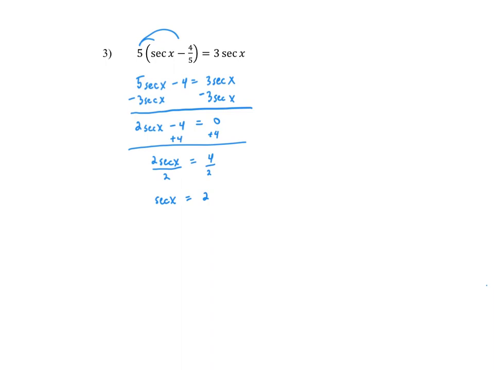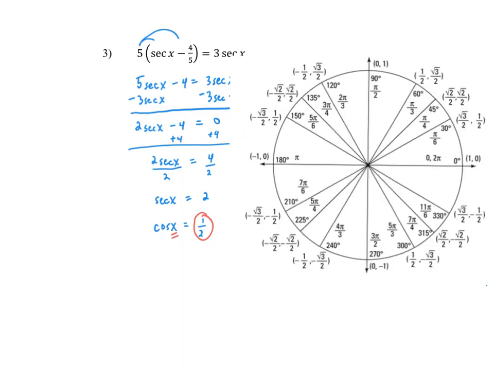So now, our trig function is isolated. Since the secant value is 2, that means our cosine value has to be 1/2, because secant values and cosine values are reciprocals of each other. Now we can use our unit circle to our advantage. We need to find the angles where the cosine value is 1/2. Okay, so take a couple seconds and look for those angles.